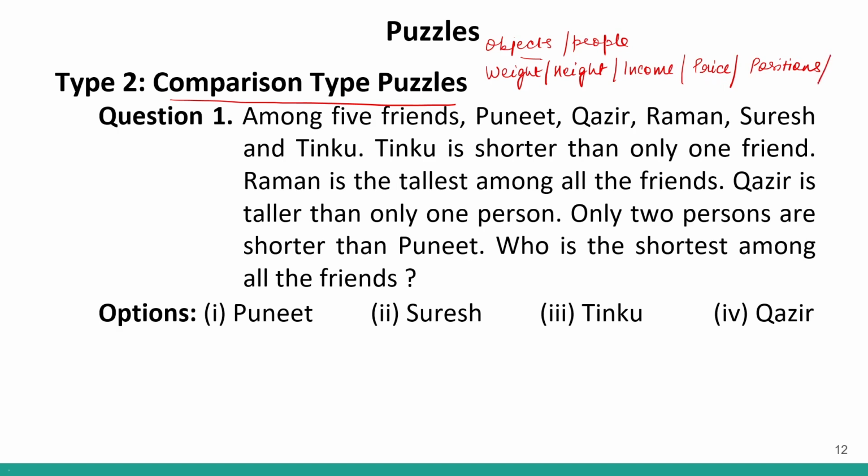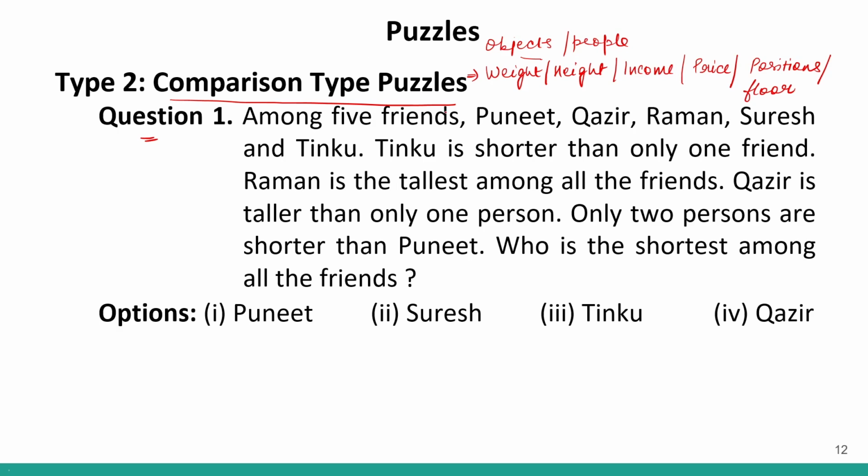We can also compare based on floor. So somebody lives on a smaller numbered floor, somebody lives on a taller numbered floor. So there can be many attributes through which we can have comparison type puzzles. So let us come to question number 1.